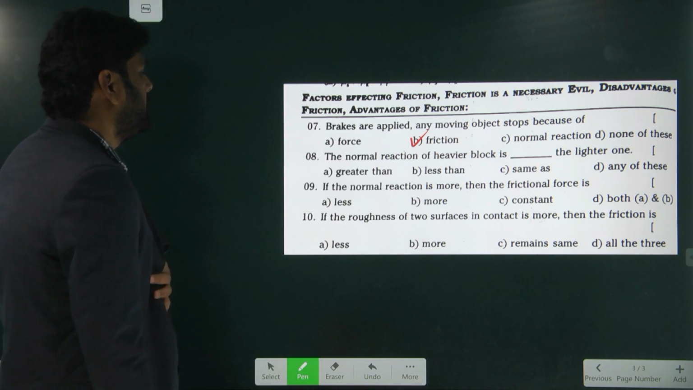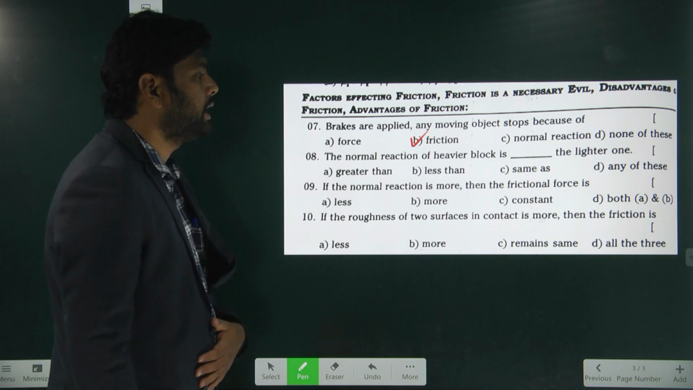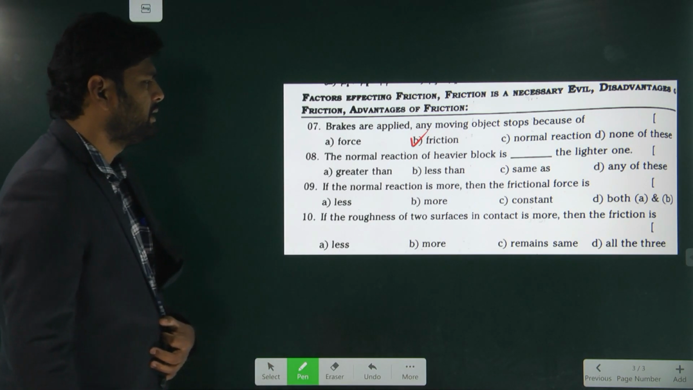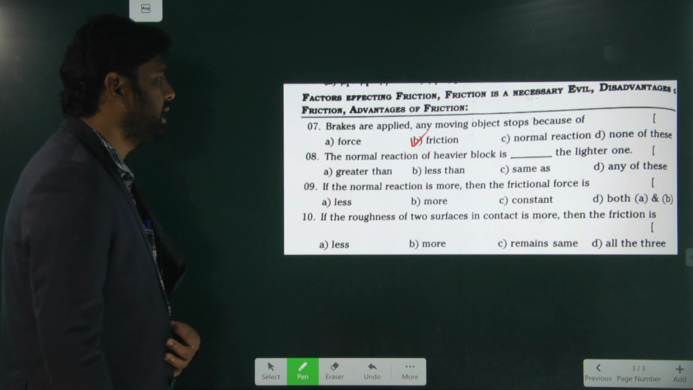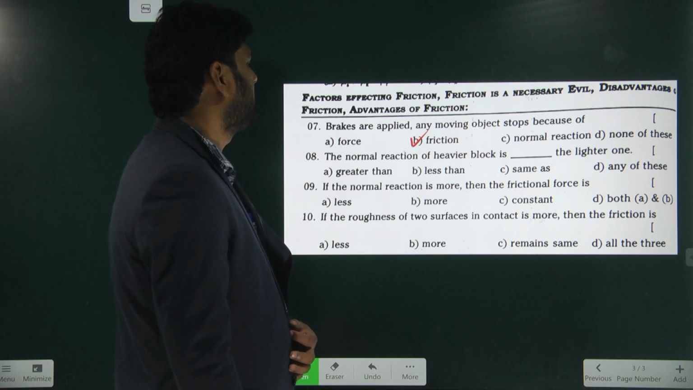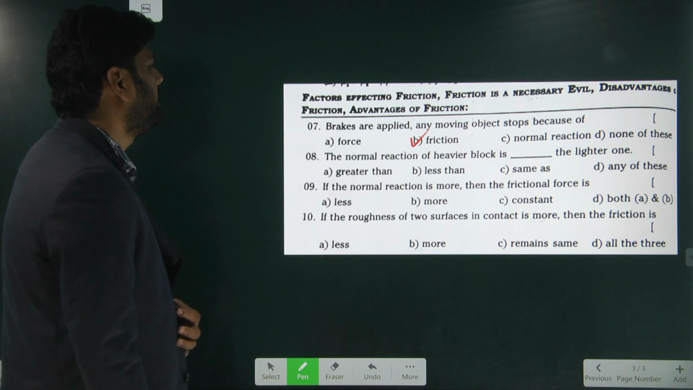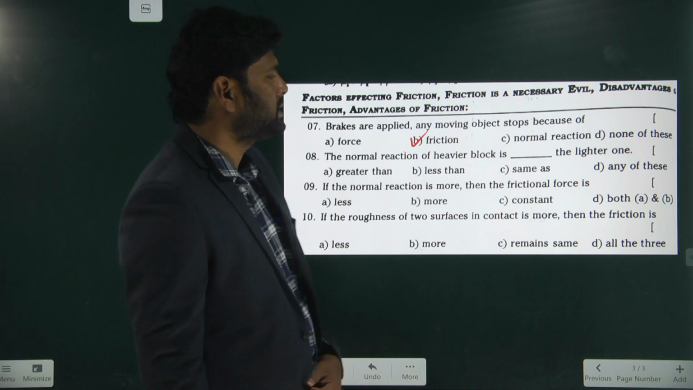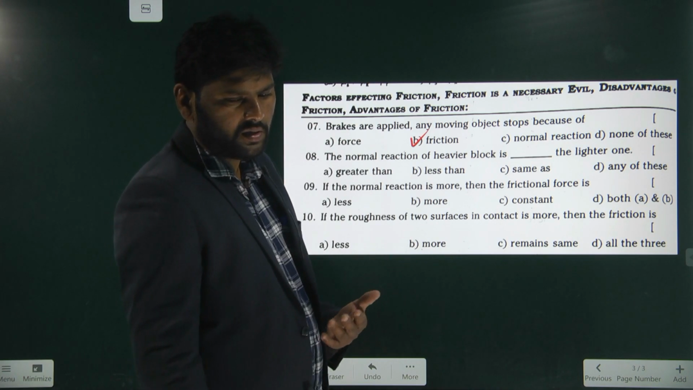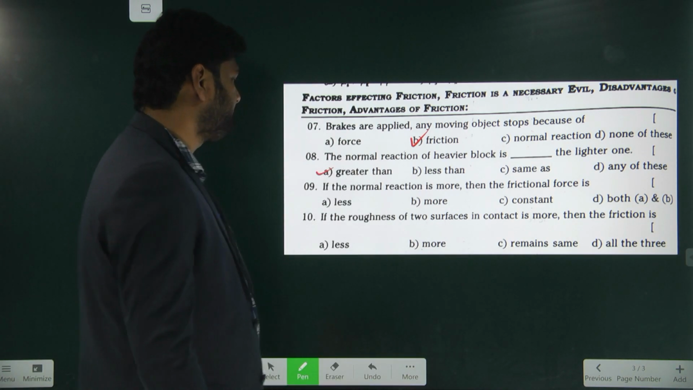Normal reaction on the heavier block is dash the lighter one. The normal reaction of the heavier block is greater than the lighter one. Understand? So the option is greater than.